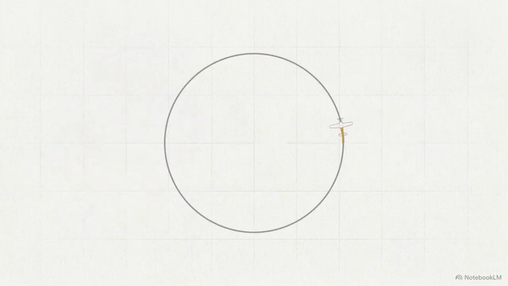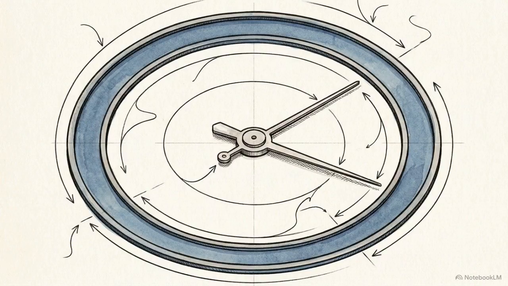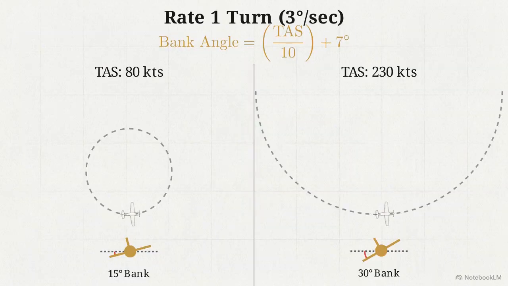This allows us to measure a standard rate turn, known as rate 1, which is precisely 3 degrees of rotation per second. At rate 1, a full 360-degree turn takes exactly 2 minutes to complete. For a rate 1 turn, the required bank angle changes based on speed. The formula is true airspeed divided by 10 plus 7 degrees. A slow aircraft requires a 15-degree bank, while a faster aircraft needs 30 degrees to maintain the 3 degree per second rate.